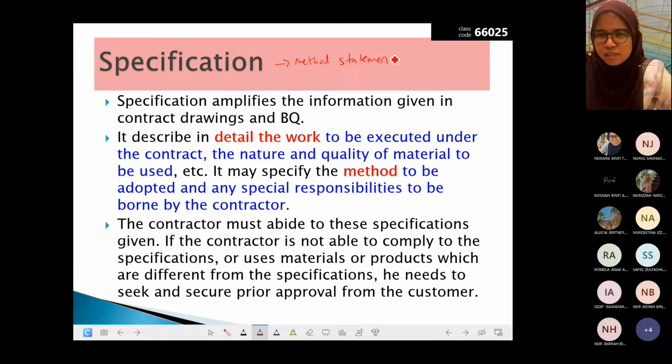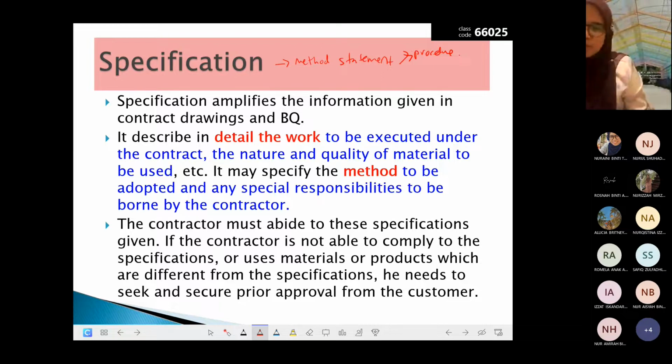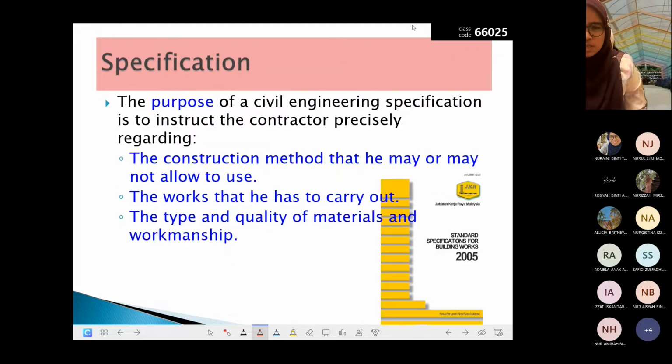So method statement dia ni macam prosedur lah. Macam mana you buat prosedur, macam mana you buat lab report, that one is macam samalah dengan method statement. Okay, apa material apa kita nak guna, prosedur step 1 buat apa, step 2 kena buat apa kan, that is method statement. Okay, specification, so we have standard specification for building work. So you Google. The latest one ada, saya tak perasan tahun berapa.